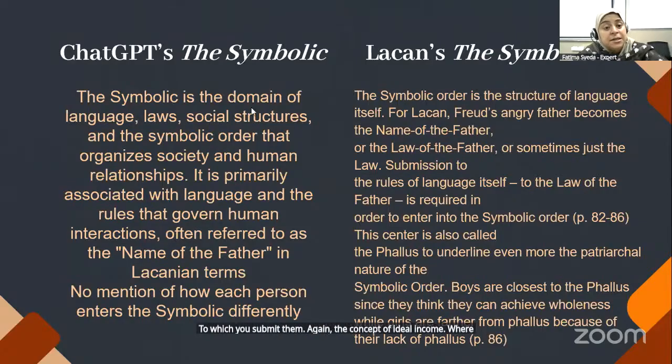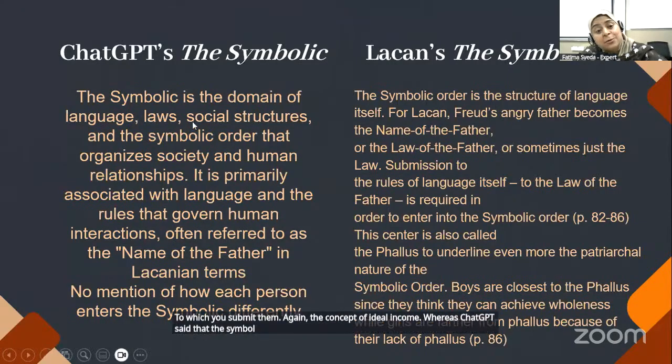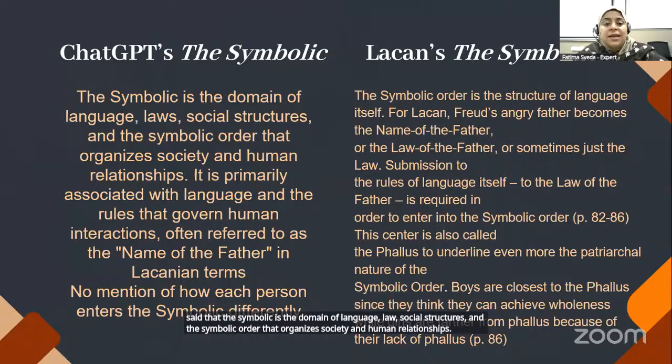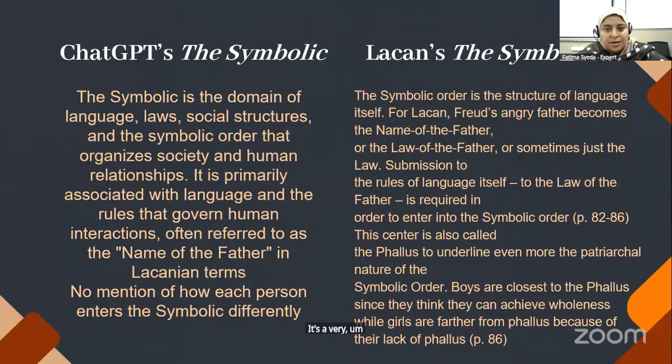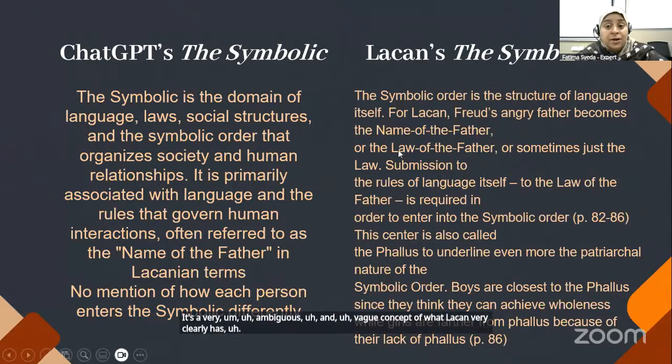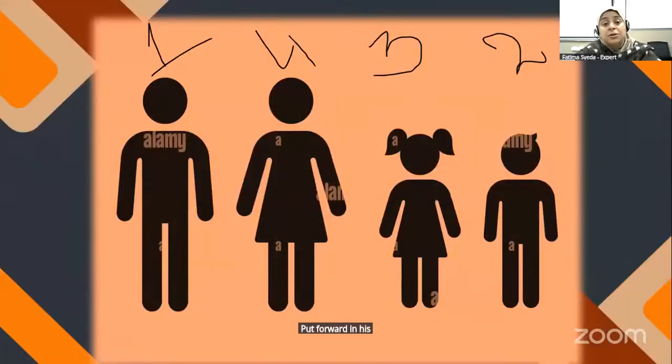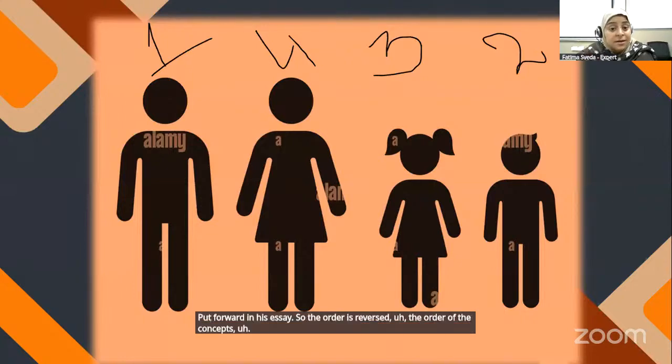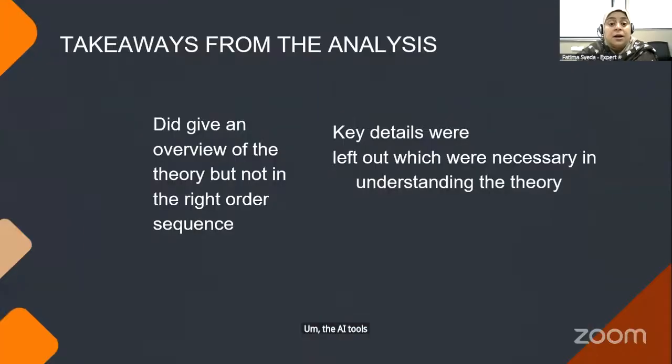Whereas ChatGPT said that the symbolic is the domain of language, laws, social structures, and the symbolic order that organizes society and human relationships. It's a very ambiguous and vague version of what Lacan very clearly put forward in his essay. So the order of the concepts is reversed, and the meaning is somehow lost if we consult only the AI tools for our research.